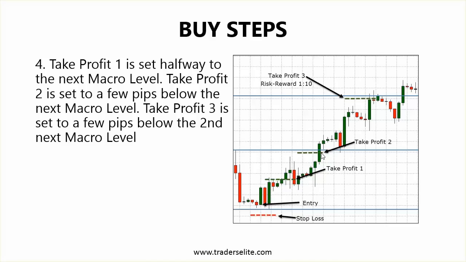Take profit 2, set it just a few pips below the next macro level, because you want to make sure that you hit that target. And sometimes it doesn't quite reach that next level of resistance. And take profit 3 is set just a few pips prior or below, in this case, the second next macro level. And in this case, we achieved a risk reward ratio of 1 to 10, which is huge. So if the stop was, say, 30 pips, we generated a reward of 300 pips.